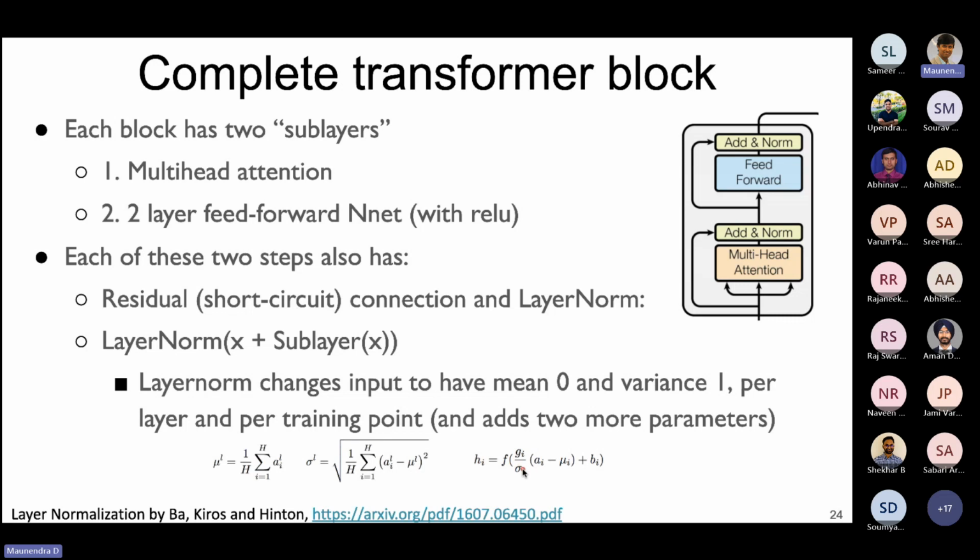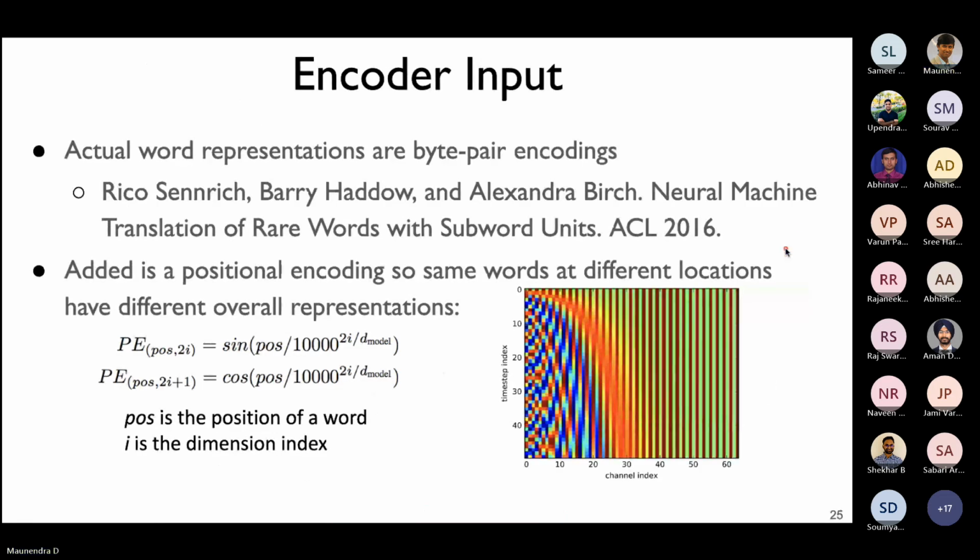So this is a standard practice, and people have seen that this makes the neural network more stable. So this happens in each layer. We'll come to the entire diagram, it's there in one of the future slides.